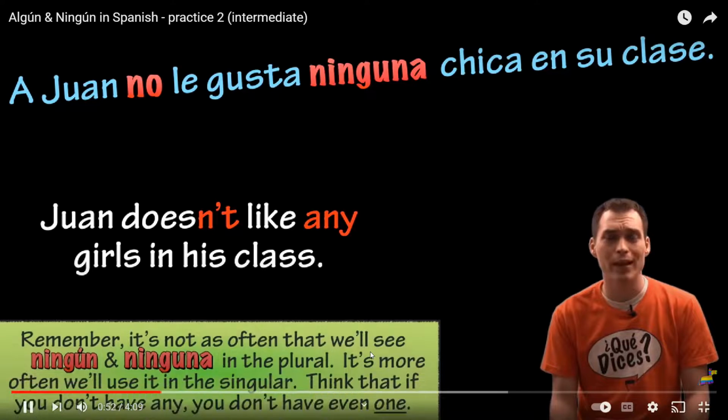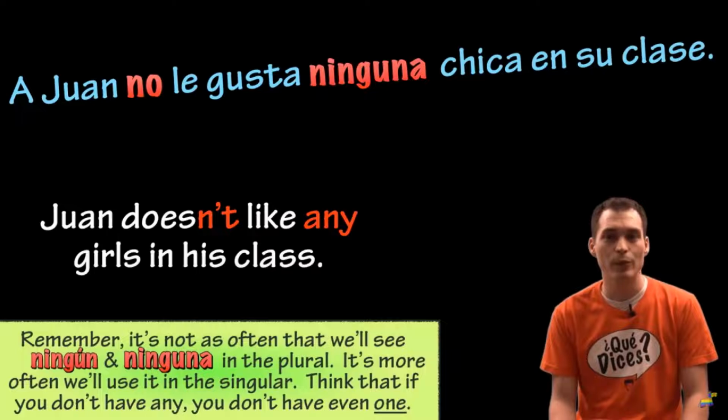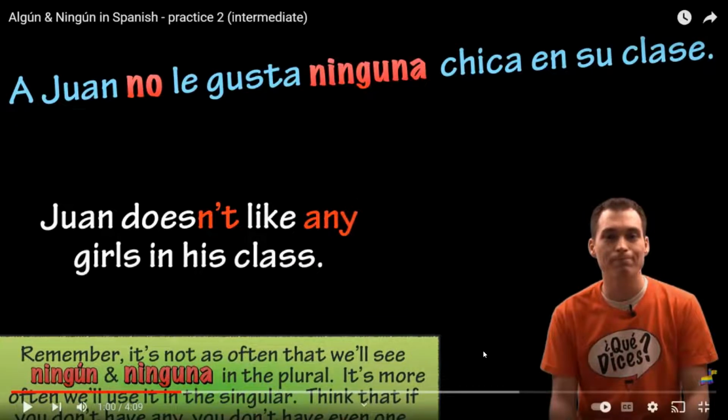And remember, it's rare that we'll find these in the plural, so in this case, if he doesn't like even one girl in his class, then we'd have no reason to pluralize it, right? So yes, we say he doesn't like any girls, plural, in English. Not any girls, it becomes a singular thing because he doesn't even like one girl. So it's ninguna chica. That's just what they do, okay?